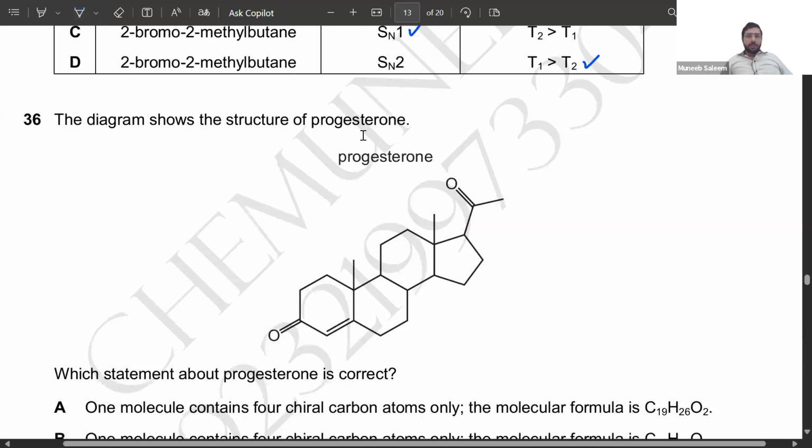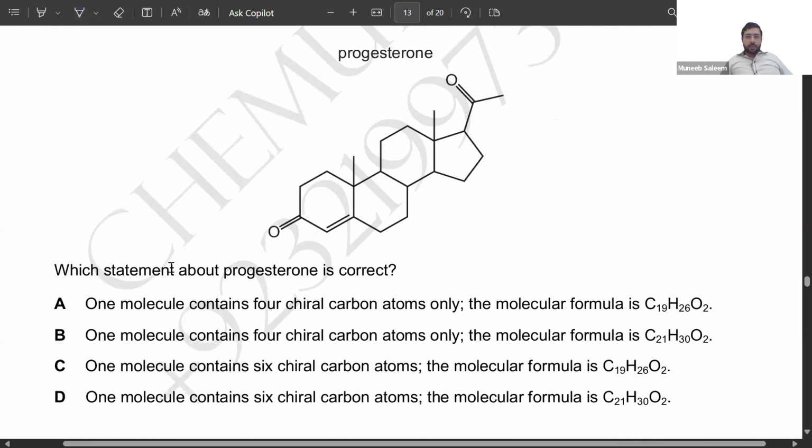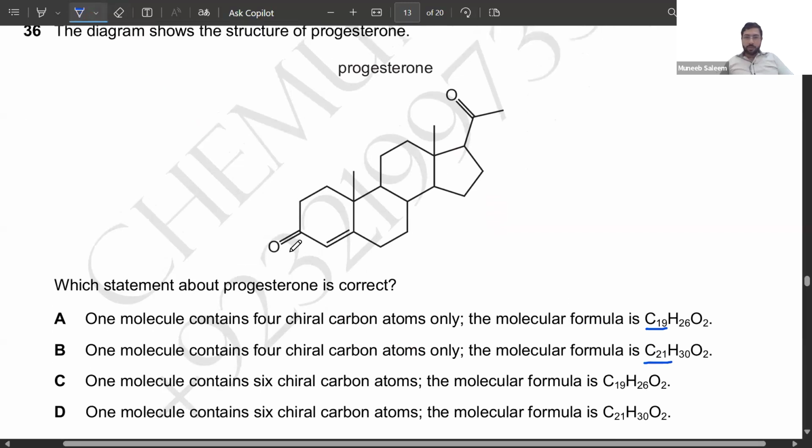Now question number 36. The diagram shows the structure of progesterone. Which statement about progesterone is correct? So we have these 4 options. So we have to validate the correct option from the given structure. We can see the molecular formula. There are two types: the one containing carbon 19 and the other one carbon 21. So we first check how many carbon atoms are there.